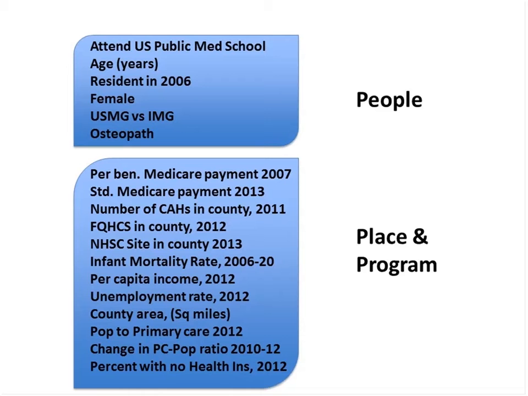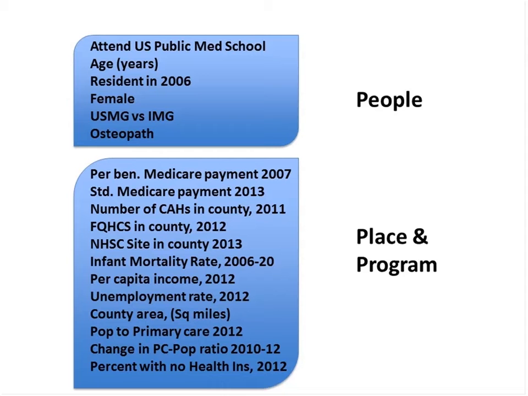We also looked at characteristics and variables that describe the place, the county. What was the per beneficiary Medicare payment? That varies widely, we know from the Dartmouth research. We looked also at a standardized Medicare payment for the county. We looked at the number of critical access hospitals, whether that was a factor, as that's a programmatic thing, but also a resource thing.